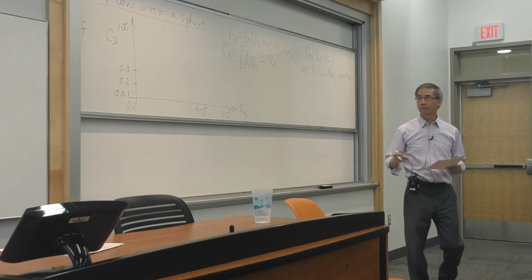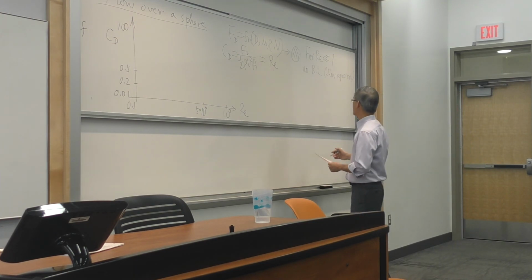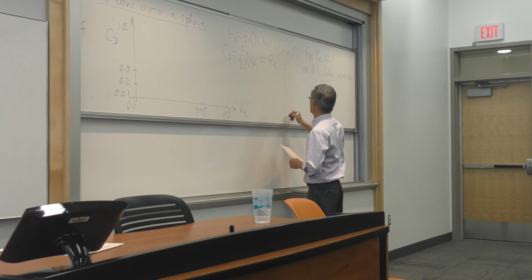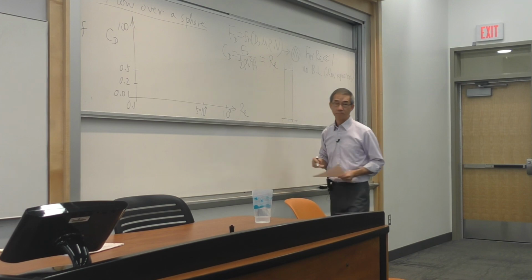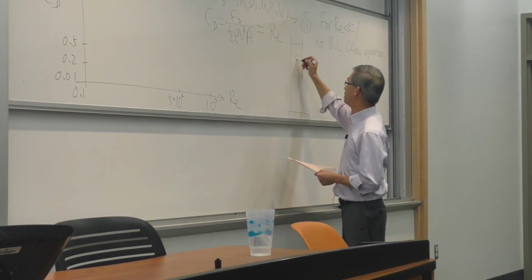All right? An example of this type of flow, if you will visualize that, is if I have a column of very viscous fluid, could be oil, could be gelatin, where I drop a marble, a sphere.